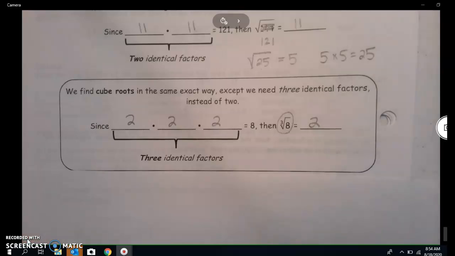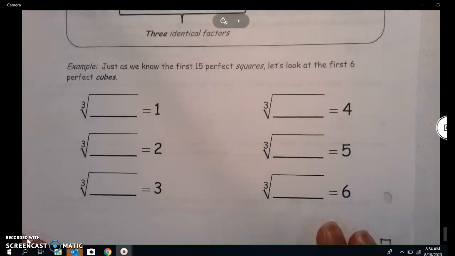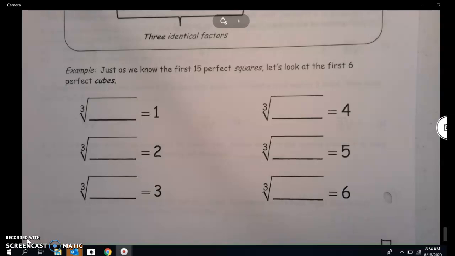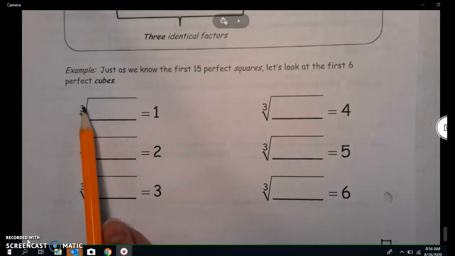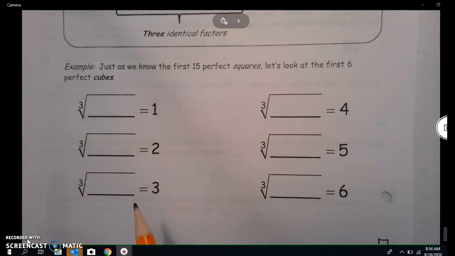Eventually, you're going to need to memorize some of these, at least up to 10 cubed, or the cubed root of 1,000. So we're going to take a look at some of these. So if you could go below in your packet, again, still on page 7. We're going to try to look at this forwards and backwards. So we're trying to think, the cubed root of what is 1? So 1 times 1 times 1 is what? Well, it has to be 1.